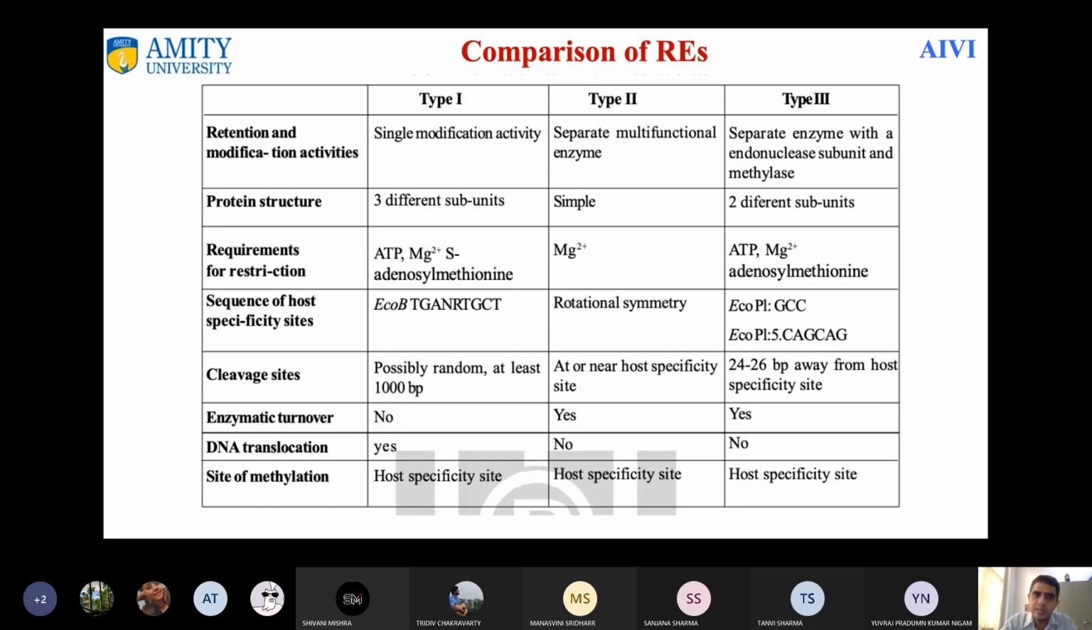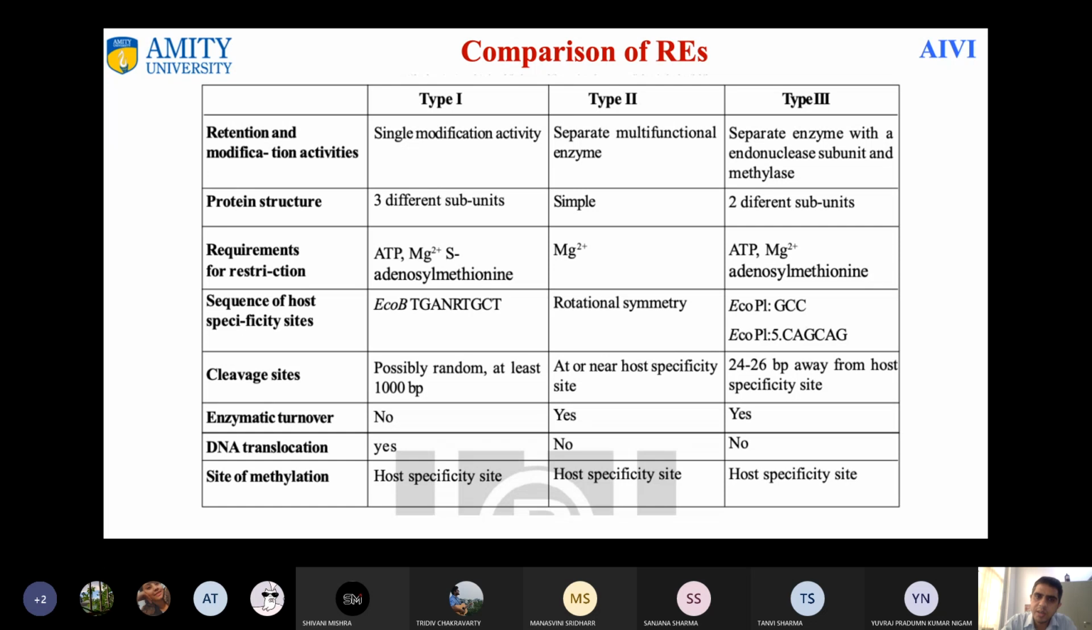In the first slide, we are comparing all on the basis of where they are recognizing, what their composition is, what the structure is, what they require, what the specificity for the host site is. So all these things are there in it. So if we talk about the restriction and modification activity, simple type 1 has a single modification activity. Type 1 means both the things are present on the same enzyme. Type 2 has separate, multifunctional enzymes. Type 3 has a separate enzyme with the endonuclease subunit and the methylase.